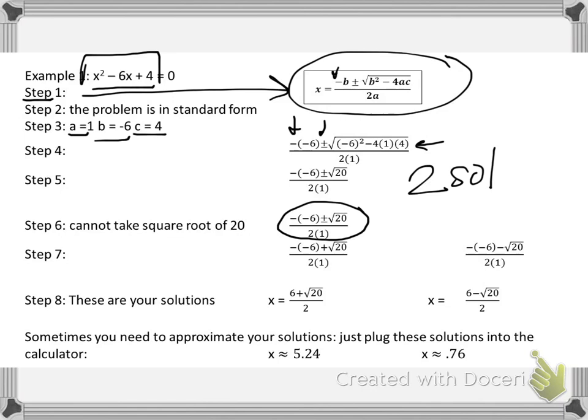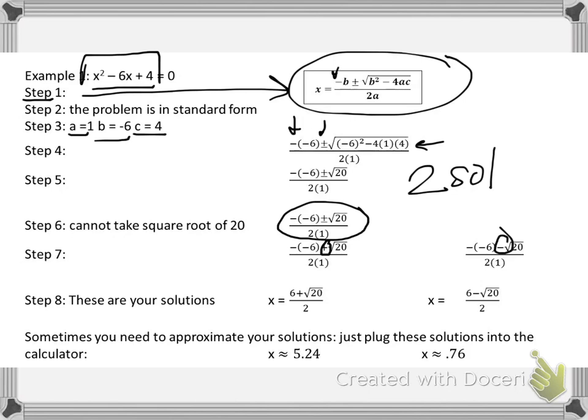Number 7, split them up. So here is where it's negative 6 plus square root of 20. And here's where it is negative 6 minus the square root of 20. Always need to split them up. You will have 2 answers. Okay? Sometimes there's only one solution, but even those you can split up.